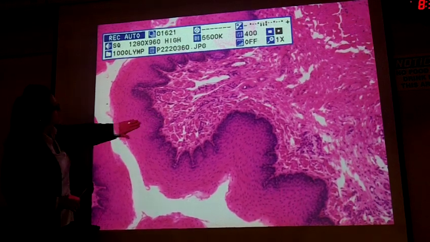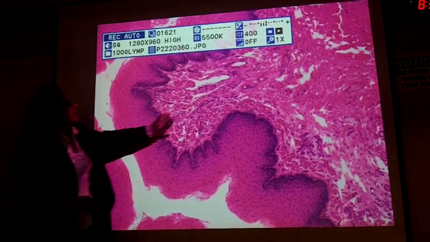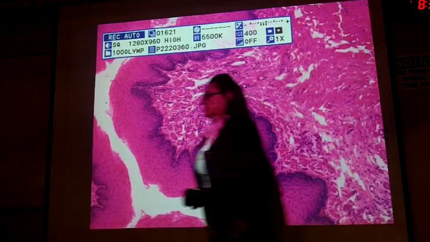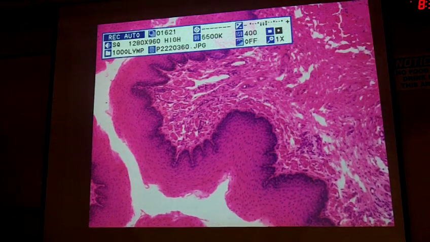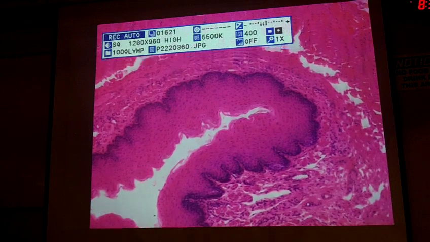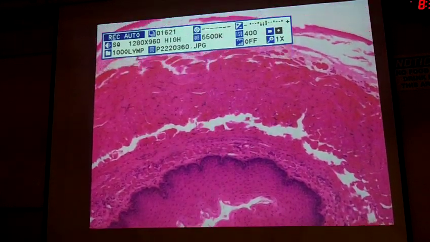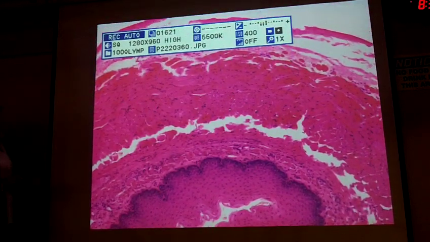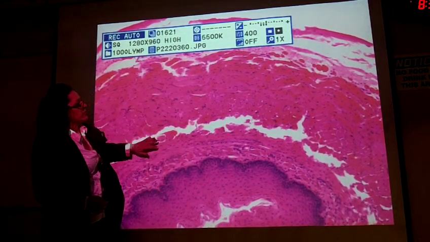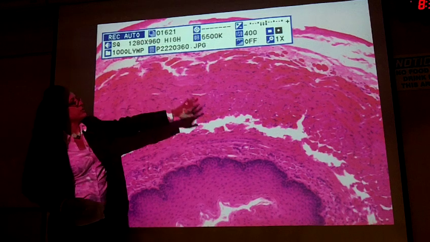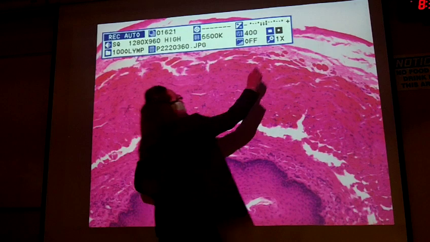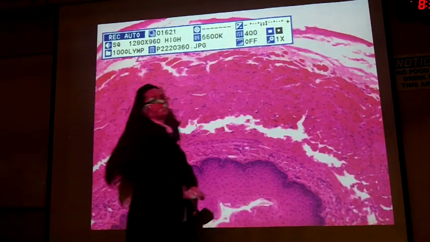Again, this is the mucosal tunic right here. Down here would be submucosa, and then out here would be your muscularis externa. So this is your muscularis externa out here. So you have a circular layer and then a longitudinal layer of cells. Different layers. And then all the way out here is your serosa.